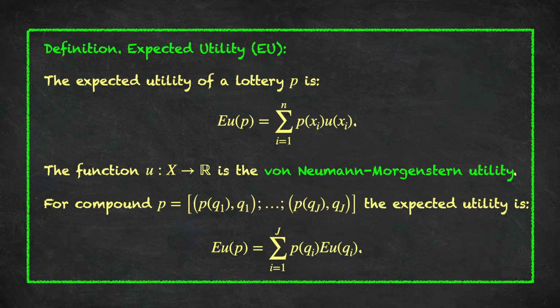We can use expected utility to evaluate compound lotteries as well. This is done in a very simple way. I simply look at each of the final lotteries of that compound lottery. So in this case, the compound lottery is equal to P. So if I take the expected utility of the simple lottery Q1, of the simple lottery Q2, all the way up to Qj, then I've evaluated j different expected utilities of these simple lotteries, and then I take expected utility as the expected utility of the compound lottery P.